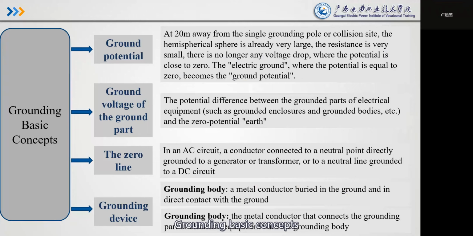Grounding, the basic concept. Ground potential. At 20 meters away from the single grounding pole or fault site, the cross-section is already very large and resistance is very small. There is no longer any voltage drop, and the potential is close to zero. An electric ground where the potential is equal to zero is called the ground potential.